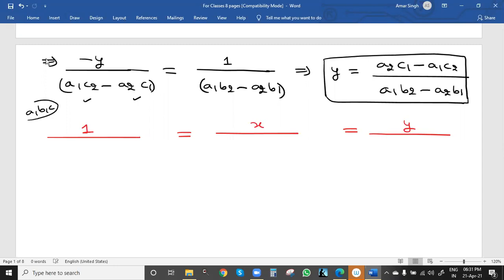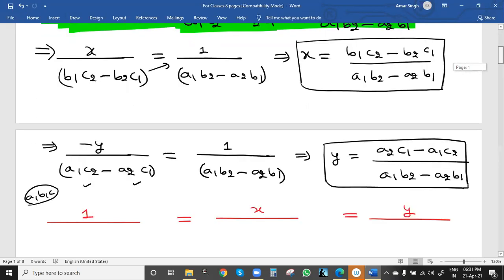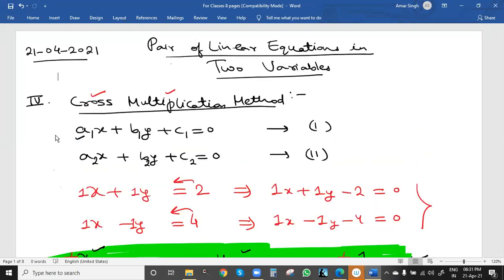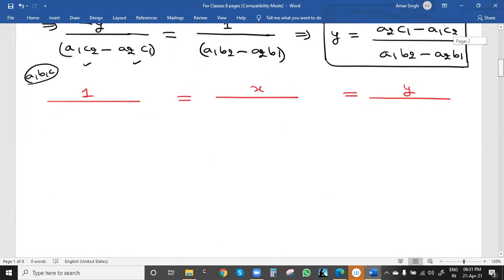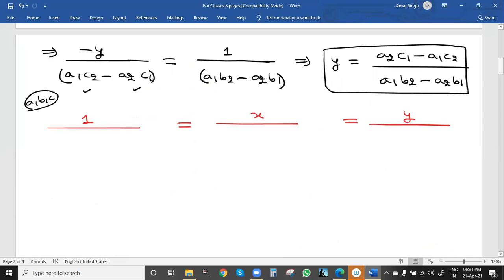A, b, c are basically coefficient values only, because in the first equation we have x coefficient as a1, y coefficient as b1, and the constant value is c1. Similarly, in the second equation the x coefficient is a2, the y coefficient is b2, and the constant value is c2. So for the first equation we have a1 b1 c1, and for the second equation we have a2 b2 c2.